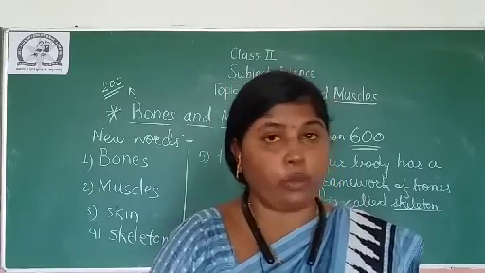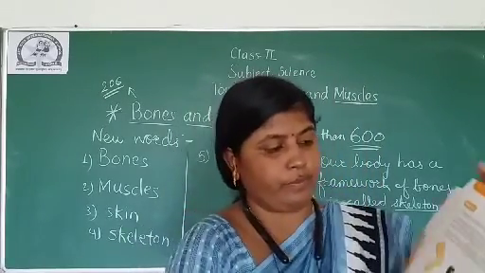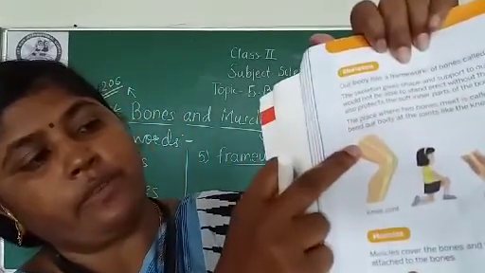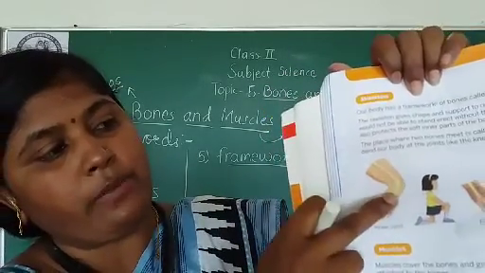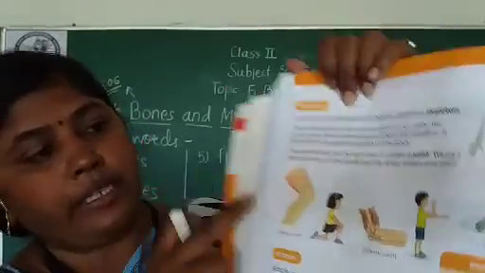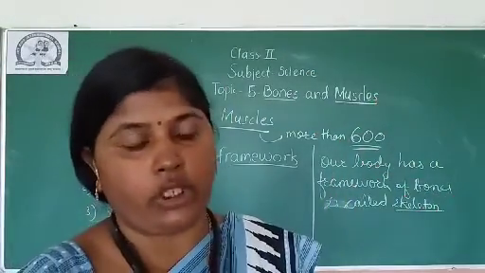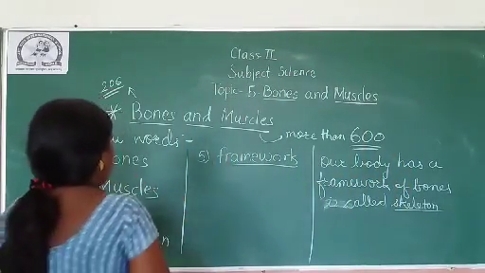The place where two bones meet. Now see, I can show you. It is one bone, and it is another bone. The place where two bones meet is called a joint. So see, joint is again a new word for you. Joint.